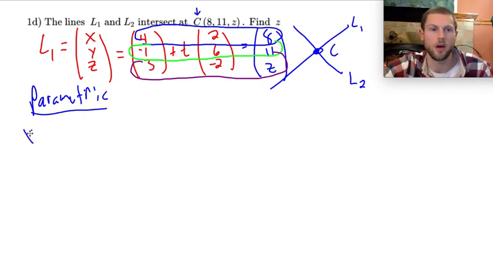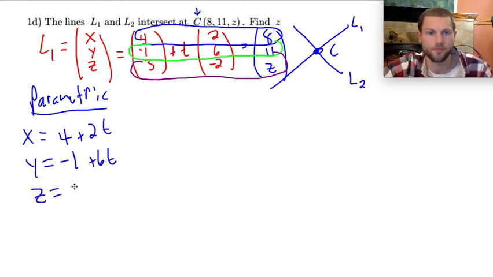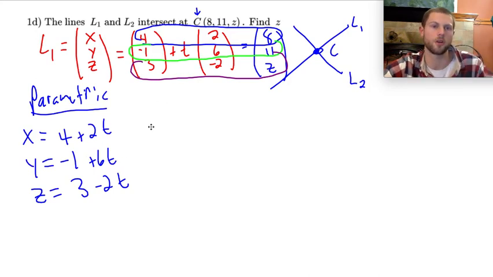So x is going to equal 4 plus 2t, y is going to equal -1 plus 6t, and z is going to equal 3 minus 2t. And I just grabbed basically this 4 and this 2 and this -1 and this 6, just converting to parametric.